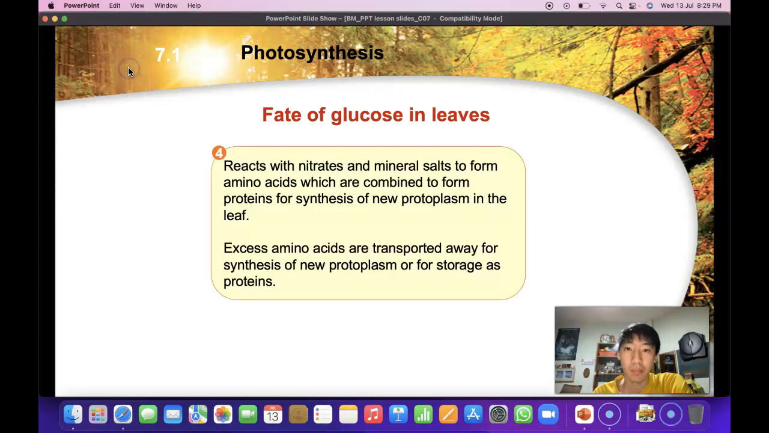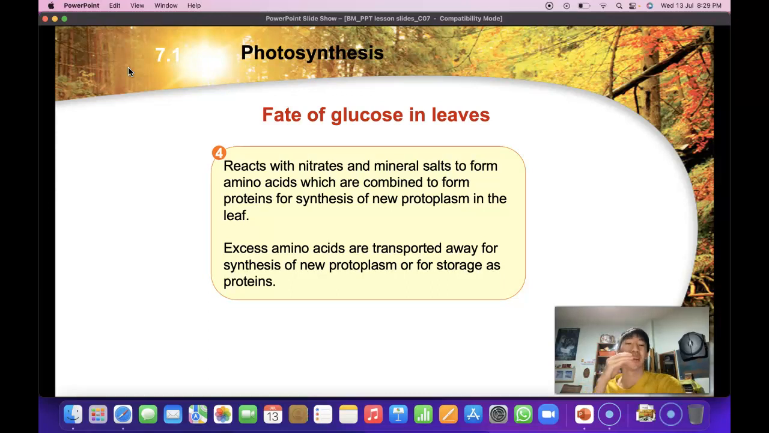Okay, number 4. Number 4 is that glucose can react with the nitrate and mineral salts that come from the soil, and they can combine to form amino acids. So if you recall, what do amino acids do? Amino acids can combine to form proteins. Okay, so what is this protein used for? There's a few things. Firstly, it can be used for the synthesis of new protoplasm or new cells.